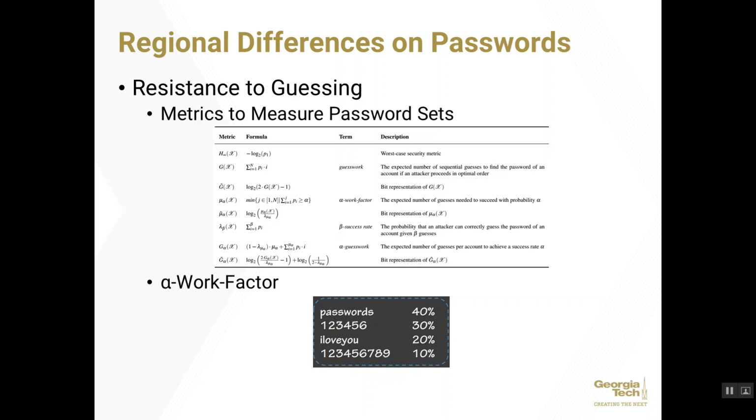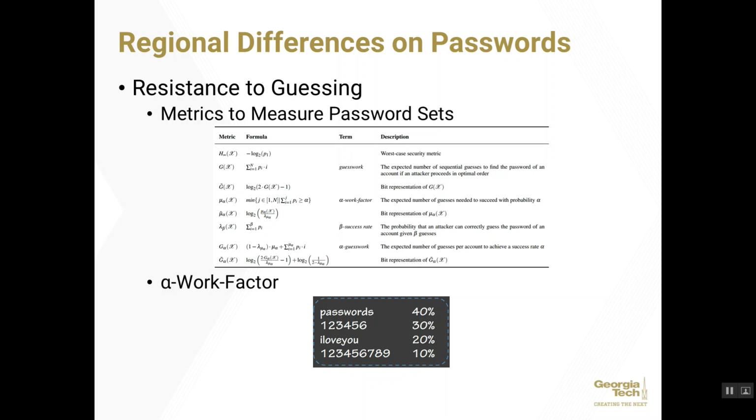Marginal success rate or beta success rate, lambda beta, represents the probability that an attacker can correctly guess the password of an account given beta guesses. G alpha, the alpha guesswork, reflects the expected number of guesses per account to achieve a success rate alpha.